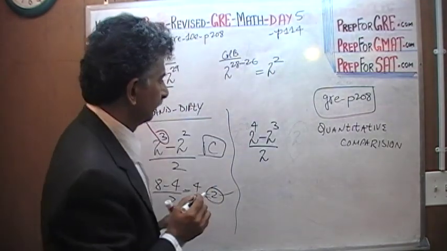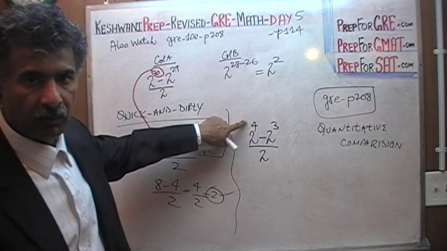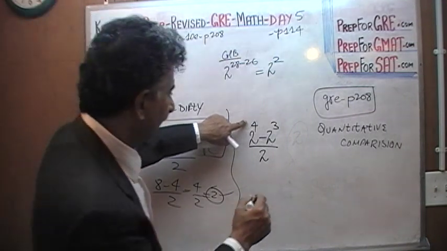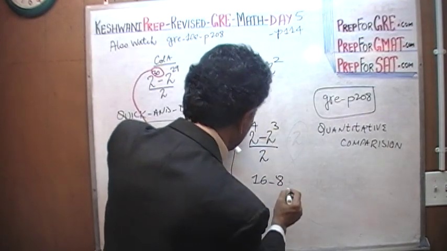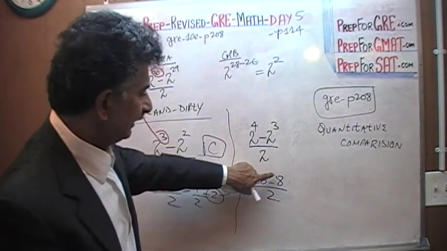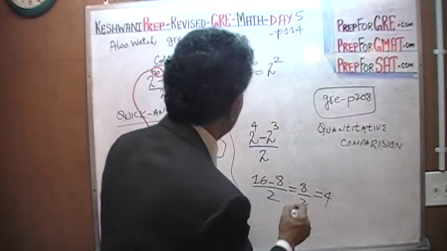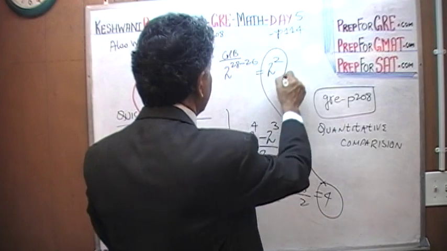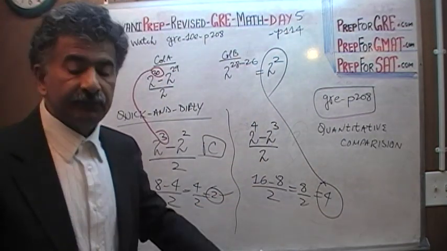Let's see what this gives us. 2 to the 4th is 2 times 2 is 4, 4 times 2 is 8, 8 times 2 is 16. So it is 16 minus 8, which is 2 to the 3rd, over 2. 16 minus 8 is 8 over 2, which is 4. Voila, what do you know? That's exactly the same thing that we find there. The answer is C. That's all. This is the quick and dirty way.